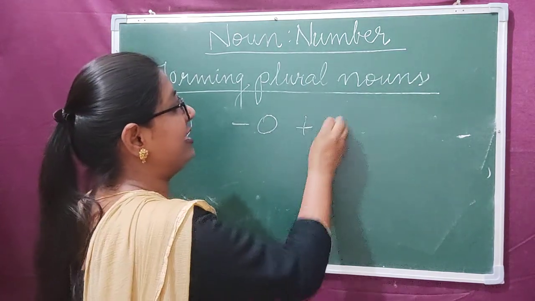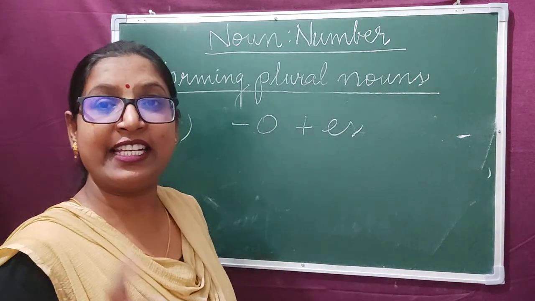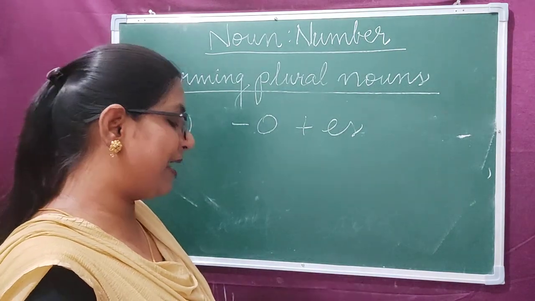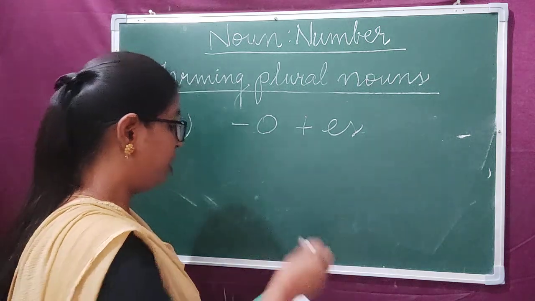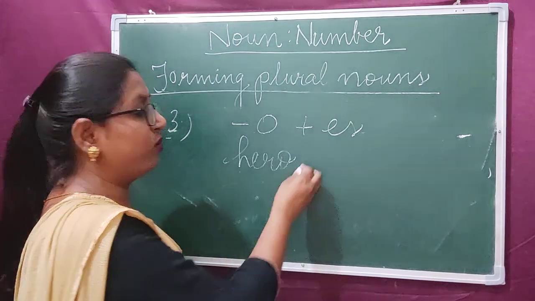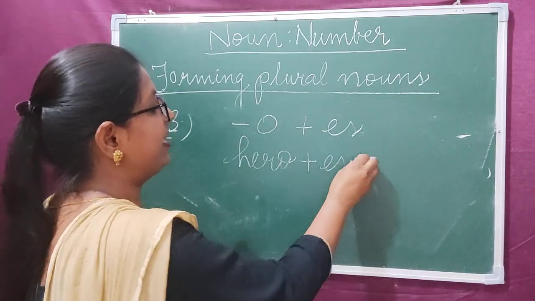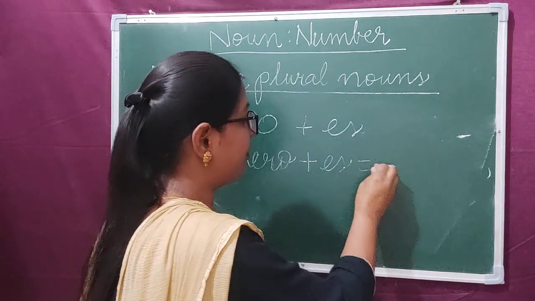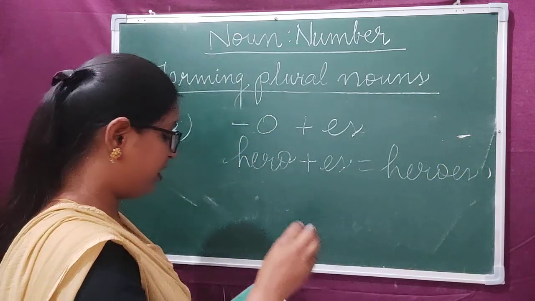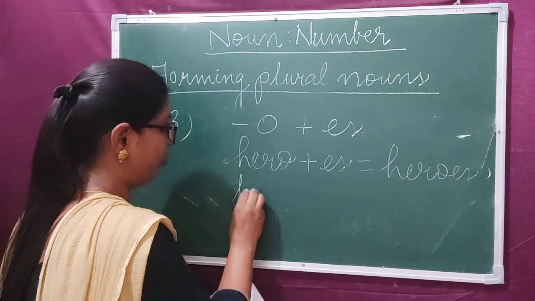We add ES with them. Usually we add ES with them. Clear? For example, hero is ending with O. So we add ES with it. It becomes heroes. Clear?